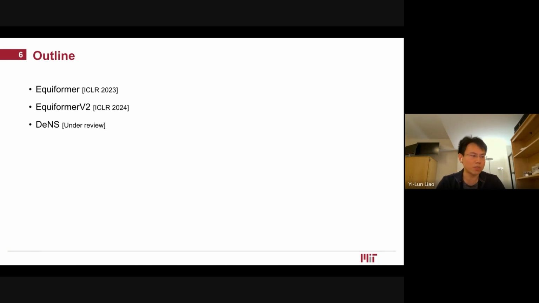Third, I will introduce DeNS, where we generalize self-supervised learning methods from other domains to 3D atomic systems, so that we can better leverage atomic data and train better models. And below I will mainly focus on some motivation and also intuition. Please refer to individual papers for more technical details.